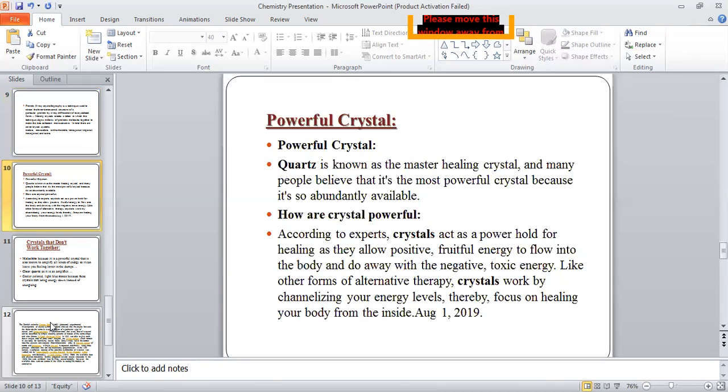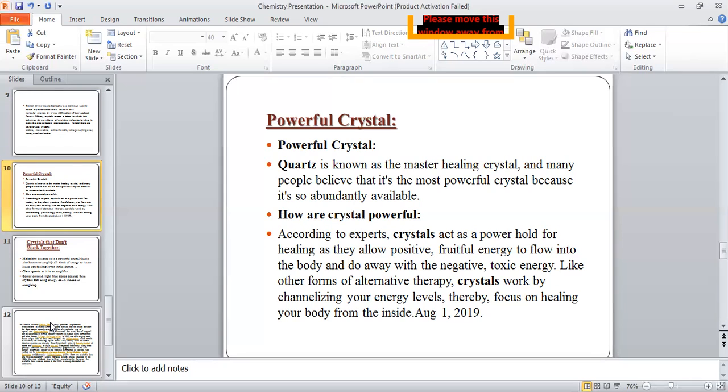Powerful crystal: a crystal which is more powerful is used several times in the topic of crystals. Quartz is known as the master healing crystal, and many people believe it's the most powerful crystal because it's so abundantly available and easily available, so there is no difficulty in its availability.